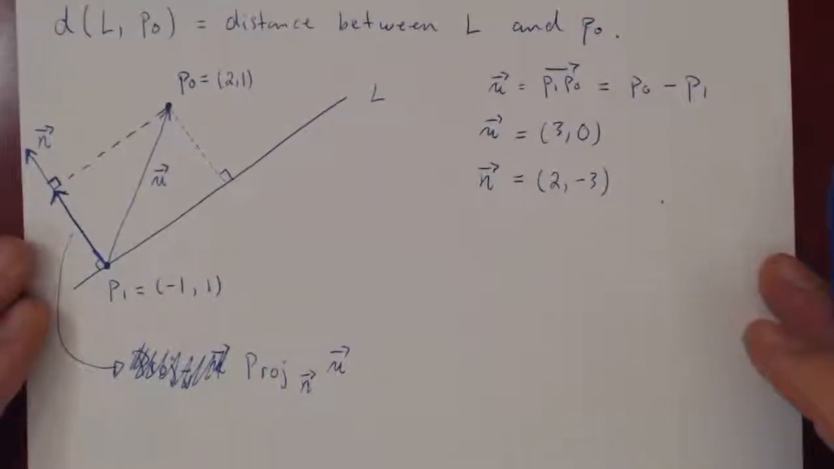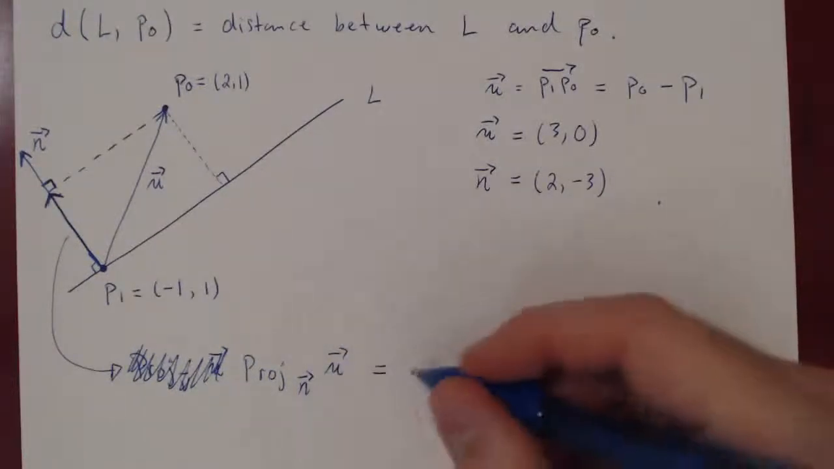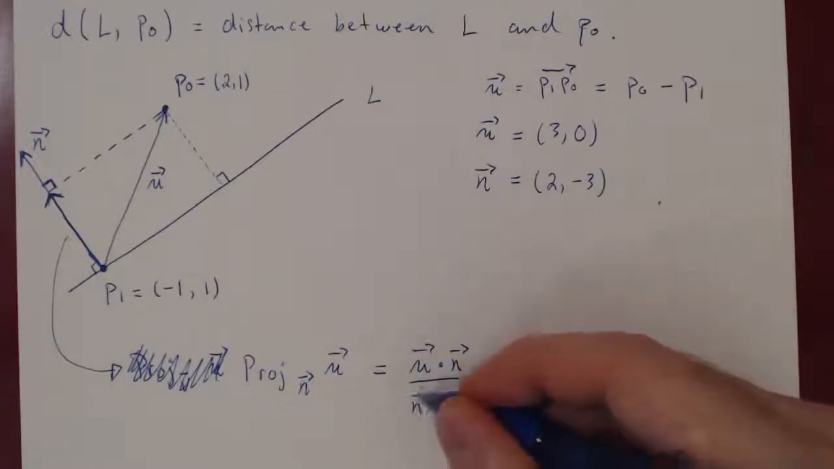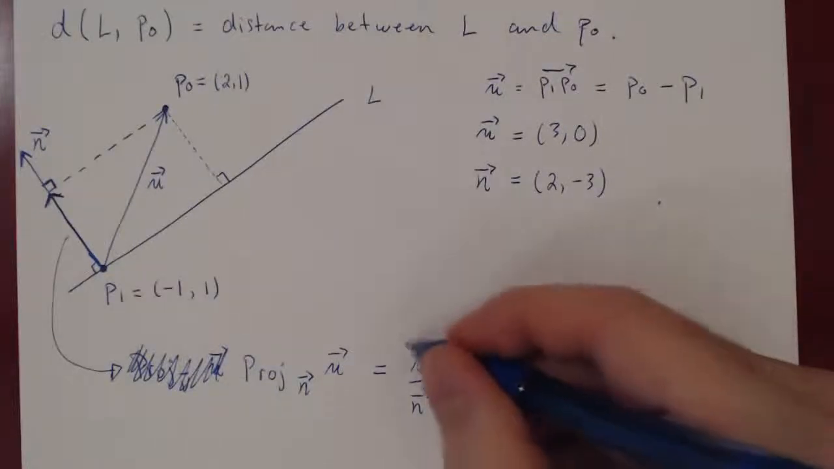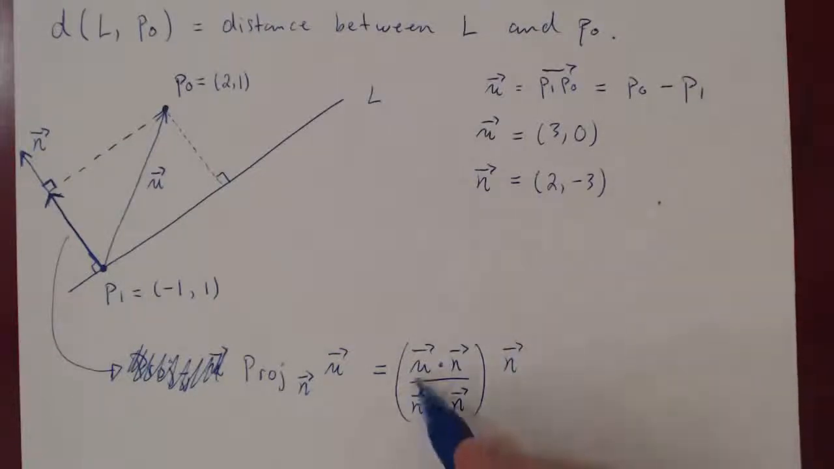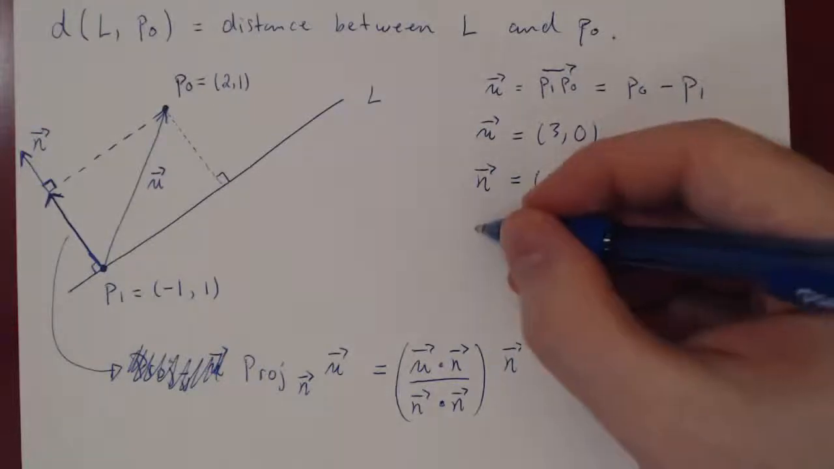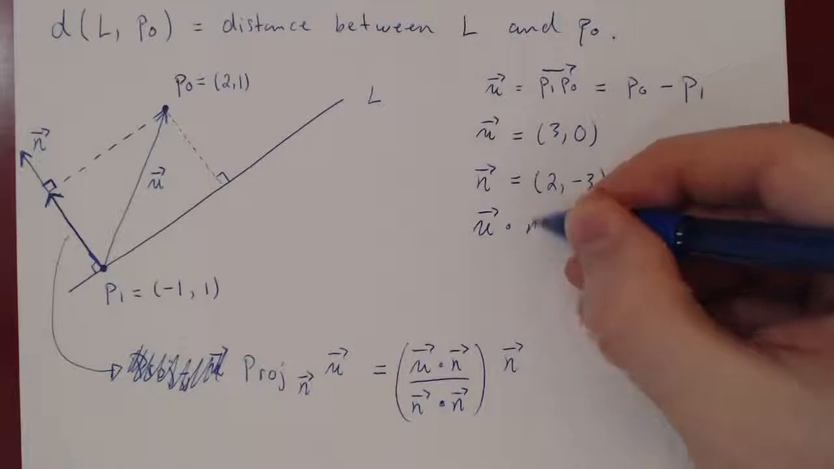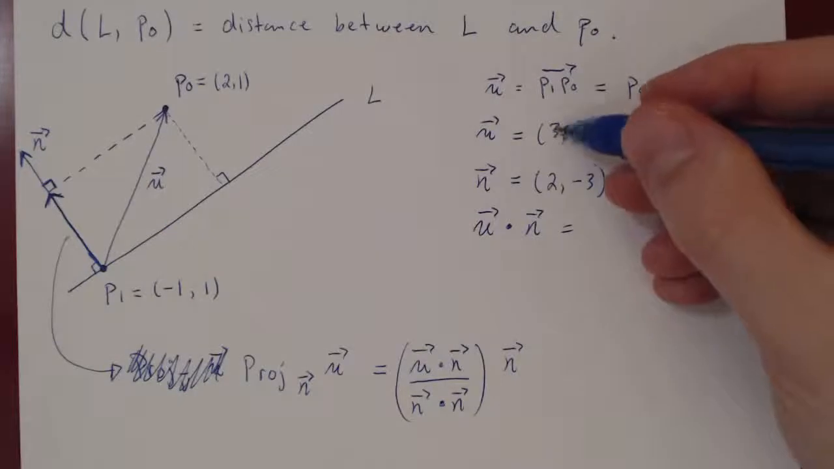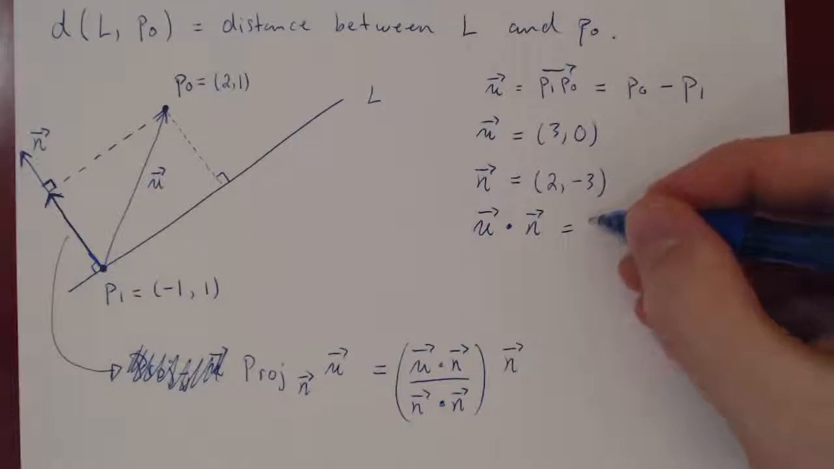Well, this is actually pretty straightforward. We have our formula for the projection. It is going to be u dot n over n dot n times the vector n. So all we need is u dot n and n dot n. Both vectors are here. Let's compute their dot products. So u dot n. As always, we multiply corresponding entries and add them up. So 3 times 2, 6, plus 0 times negative 3, 0. So we get 6 plus 0, which is simply 6.